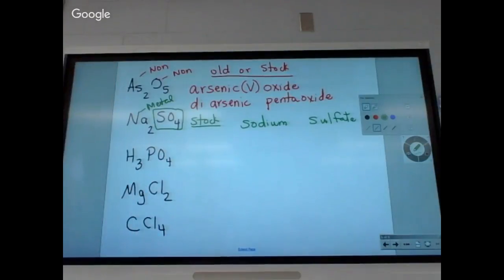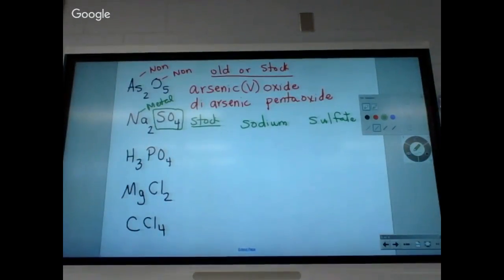What can you tell me about it? Yes, ma'am. Okay, so yesterday, is this one of those examples where stock is not always going to need the number? Yesterday you said that in stock you always have a Roman numeral, but no, stock will either need one or won't need one based on that first element. So you look up that first element on the chart. If it has more than one number listed, it needs a Roman number. If it only has one number, it will not need a Roman number. And sodium only has a +1. That's all it's ever going to be.